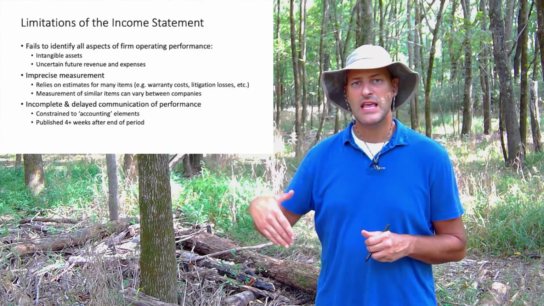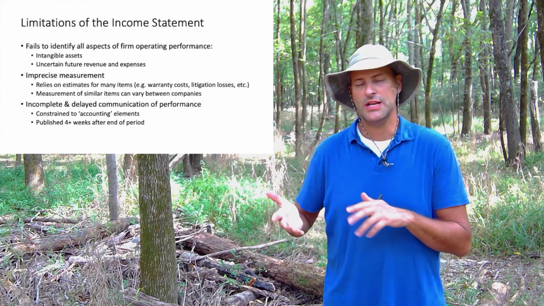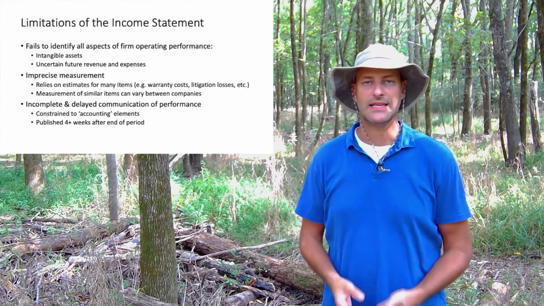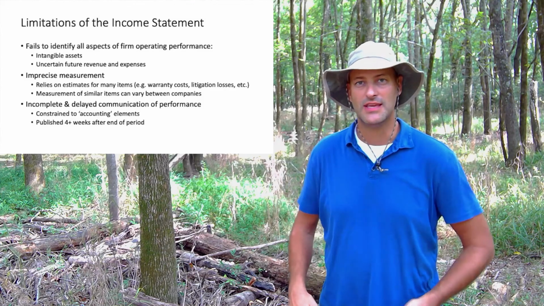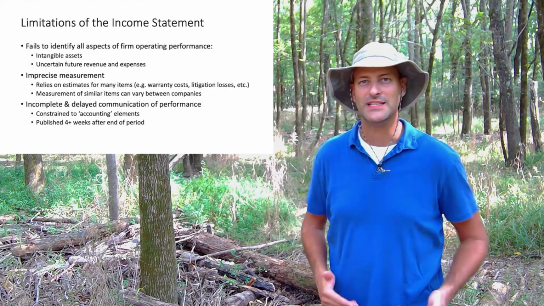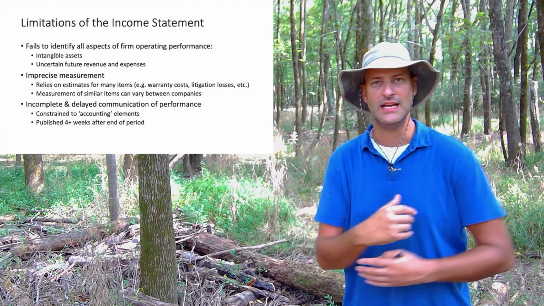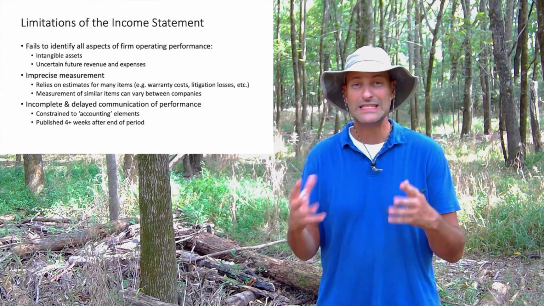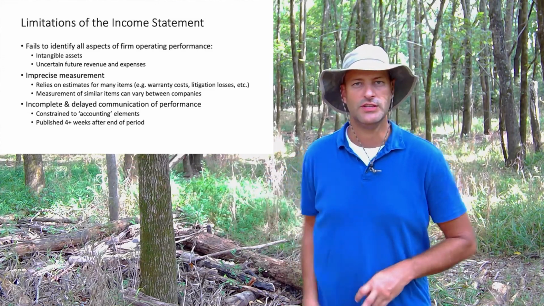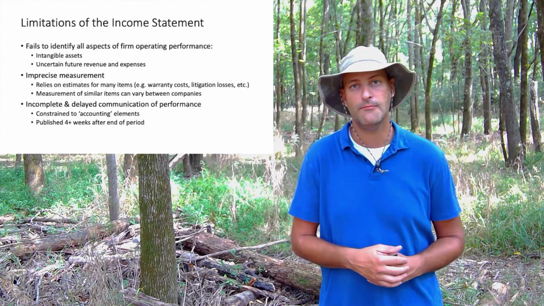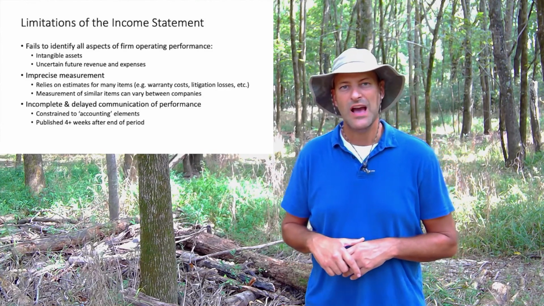And lastly, there's incomplete and delayed communication. As we just mentioned, we're constrained to the things accounting can identify and measure. So we can't communicate all the performance information of a company, just one little piece that accounting has decided we're going to try to communicate, principally because we believe it's reliable information, whereas intangible assets we've chosen not to do anything with because there's no reliable way to measure them on the income statement, so we essentially ignore them.